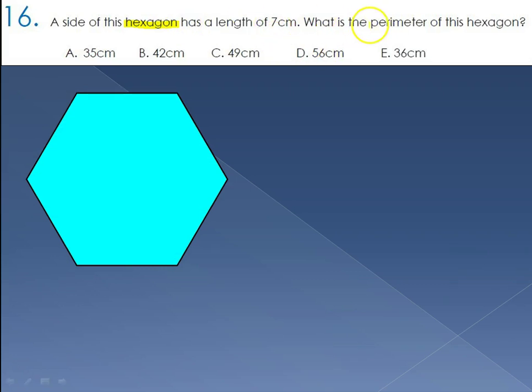Now the length of each one is 7 centimeters. What is the perimeter? So the perimeter is like a fence going around. There's 6 sides and they're each of 7 centimeters. So it has to be 7 times 6 is 42 centimeters. So the answer has to be B, 42.